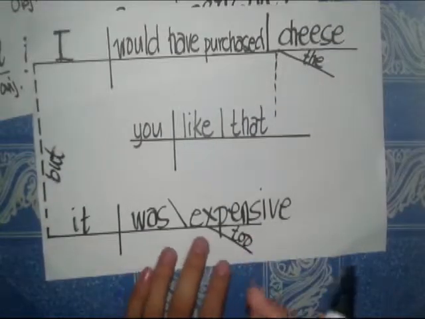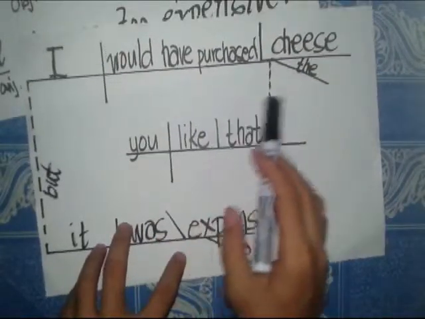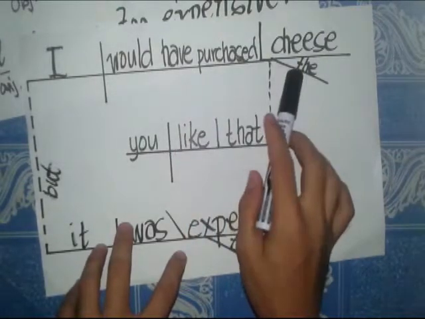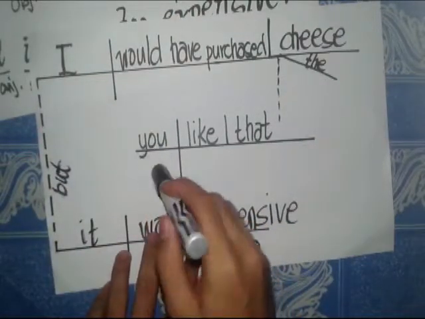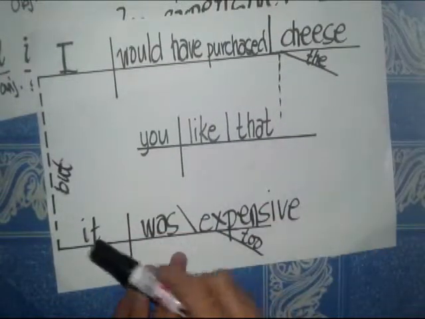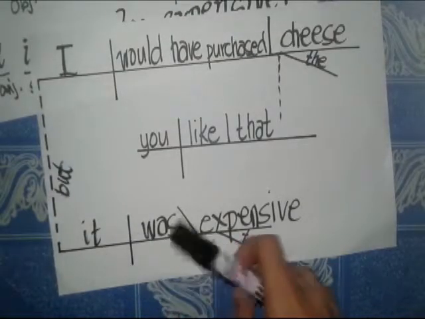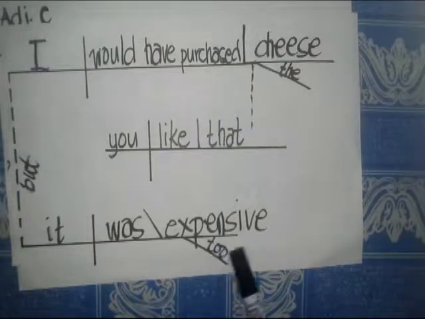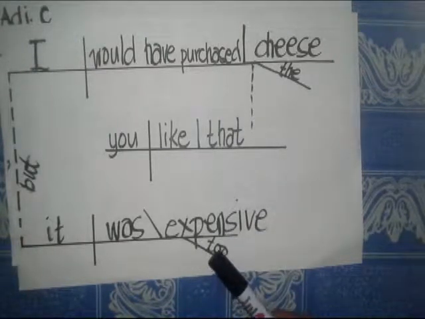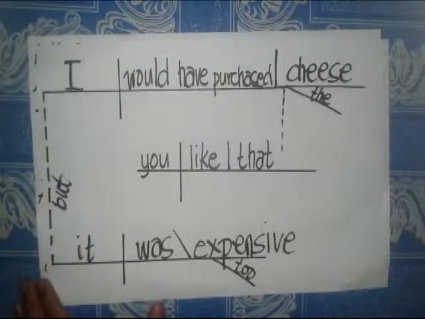So that's it. I as the subject, would have purchased as the verb phrase, then cheese as the object of the verb, and underneath it is the modifier, which is the adjective the. Then here the subject you with the verb like and the object that. And here it is the subject, and was as a linking verb, then expensive as the object, and too as the adverb. Well, that's it. So we're going to proceed to the next function of the subordinate clause, which is the adverb clause.